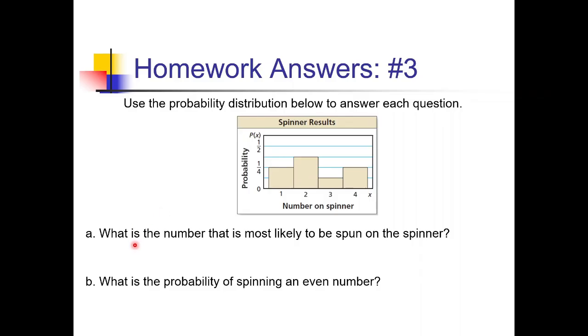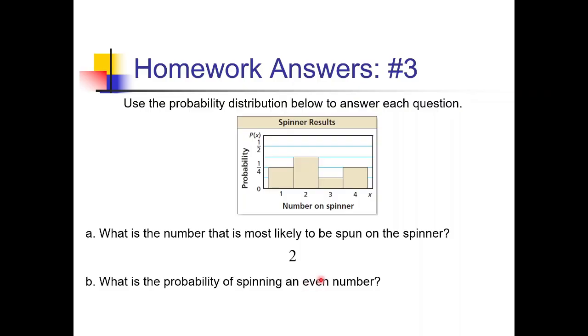So the first question they have is, what is the number that is most likely to be spun on the spinner? Well, we just have to look for the highest probability. 2 has the highest bar here, so let's go with 2. Now, what is the probability of spinning an even number?